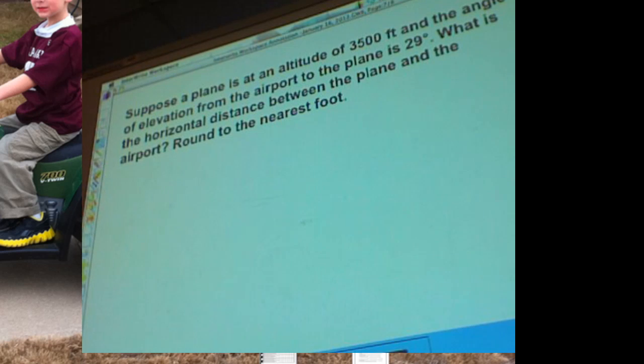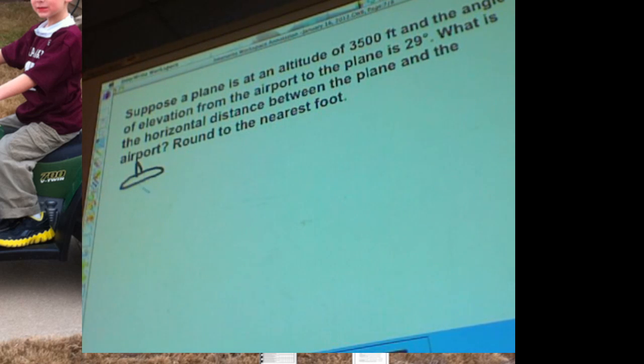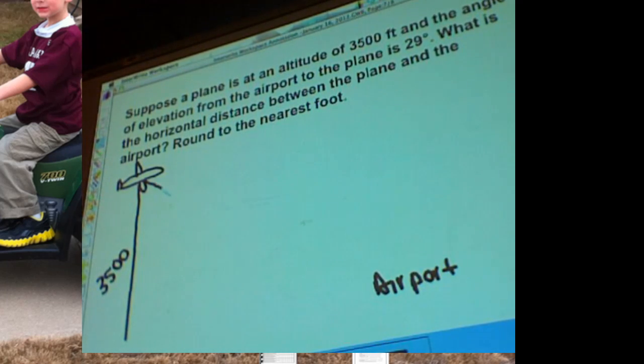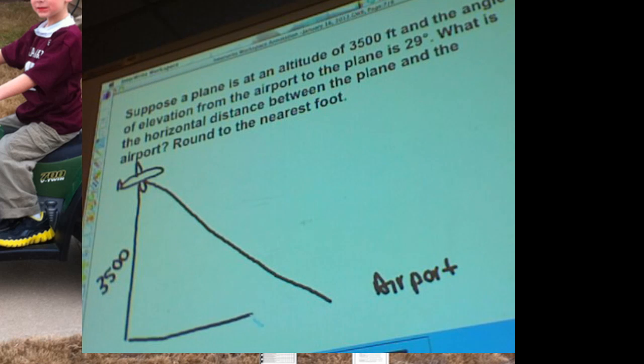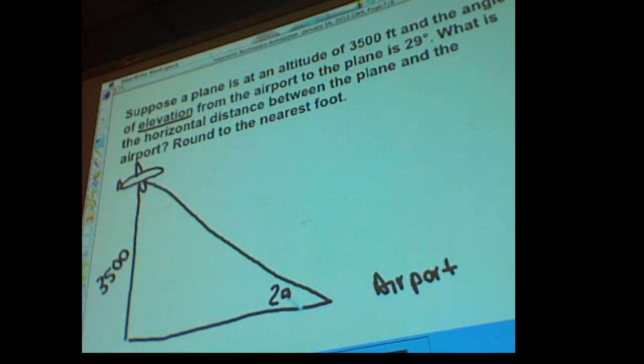So now I want to give you a chance to try them out. Pause the video and answer this question. Hopefully you drew a picture first. Since we're in a plane at an altitude of 3,500 feet, we can draw a plane with our wings and the tail, and it has an altitude of 3,500 feet. The angle of elevation from the airport to the plane is 29 degrees. Our airport would be on the ground since our plane is in the air, and our angle of elevation is 29 degrees.